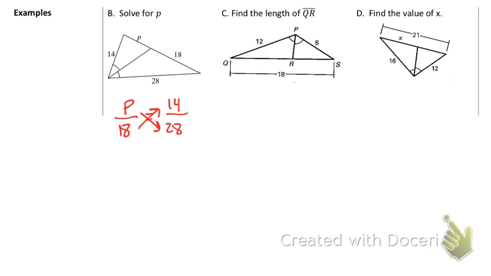So now we cross multiply, that turns into 28P equal to 18 times 14, that gives me 252. And now we're going to solve by dividing by 28.